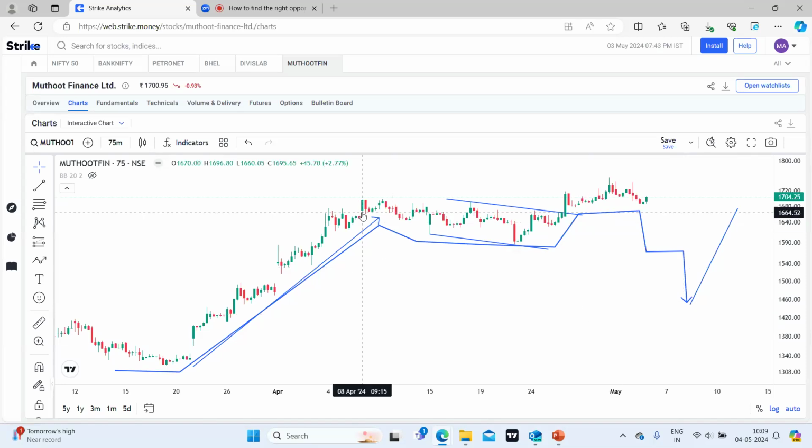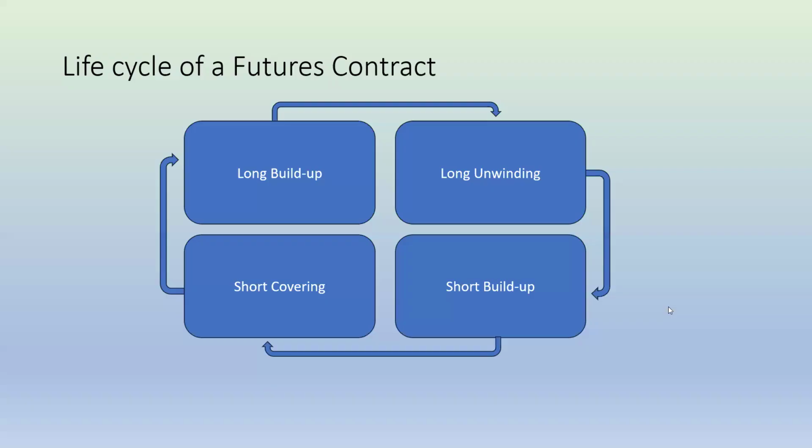So long unwinding happens slowly, but the shorts are covered very quickly. But this structure then goes up. Once short covering is exhausted, then we again go to long. So ये मोटा मोटा basically the life cycle of a futures contract, right? But our today's agenda is not futures trading. We are focusing on options trading.